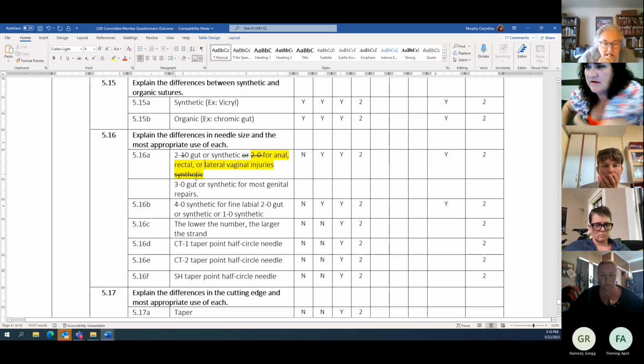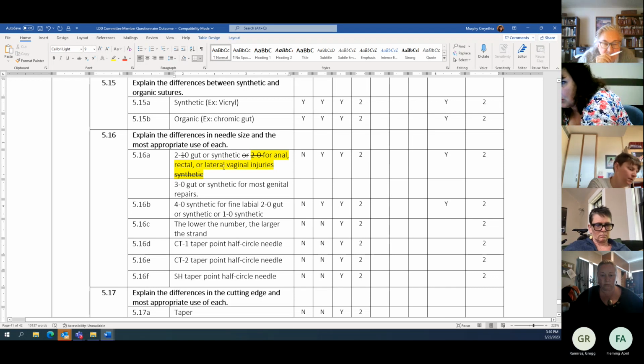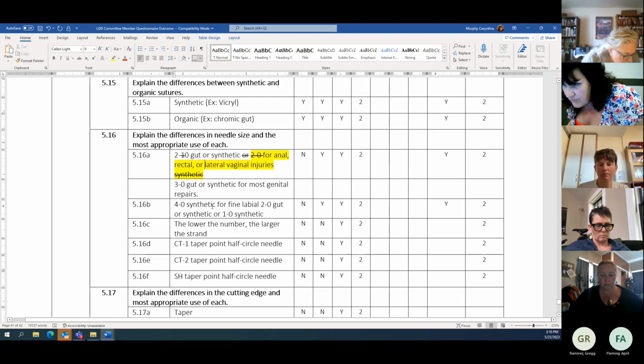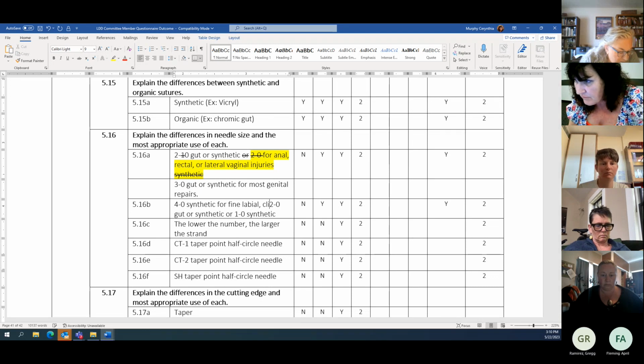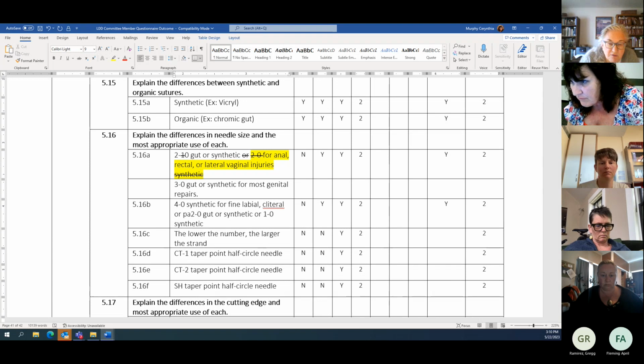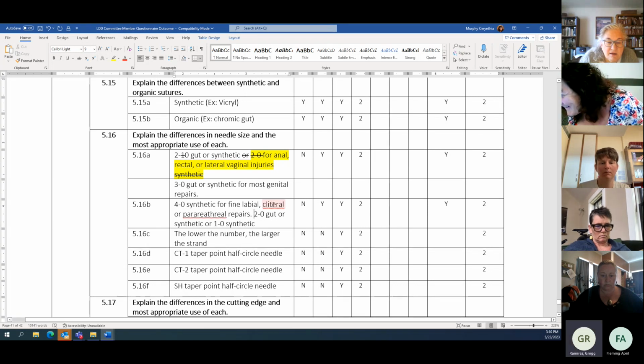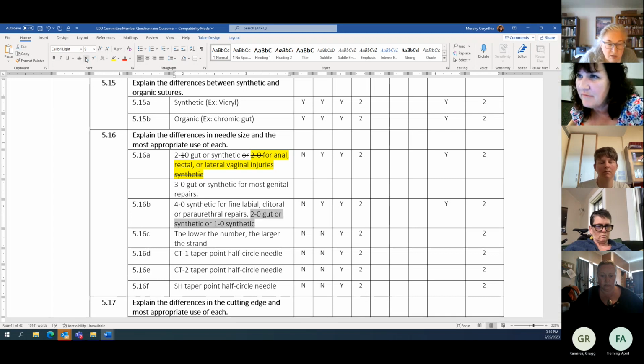I'm sorry, I was still trying to correct number 5.16a. So 2.0 gut or synthetic for anal, rectal, or lateral vaginal injuries. And then 3.0 is gut or synthetic for most genital repairs. And then 4.0 for fine labial, clitoral, or periurethral repairs. And then the rest of it goes away? Yep.